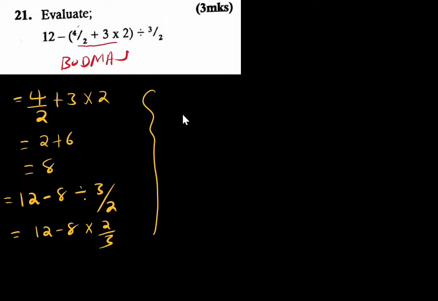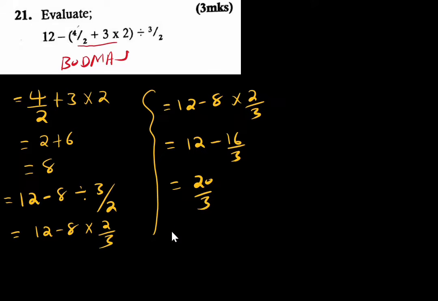So I'm going to continue on this other side. So here we have 12 minus 8 times 2 over 3. So this is 12. So negative 8 times 2 becomes negative 16 over 3. And then subtract these two. 12 minus 16 over 3. You get the answer is 20 over 3, which you can simplify. We get 6 2 over 3. So that is the answer for the first question. So we get those 3 marks.